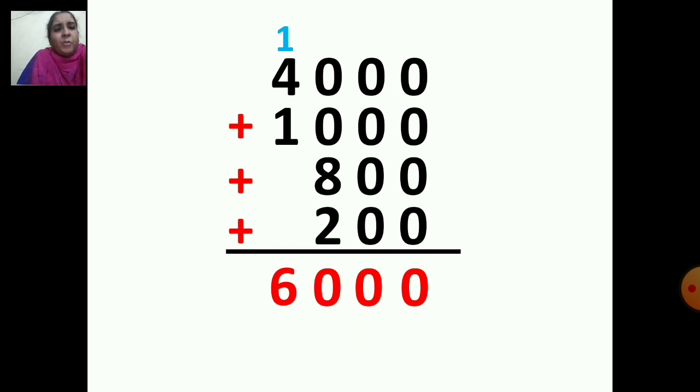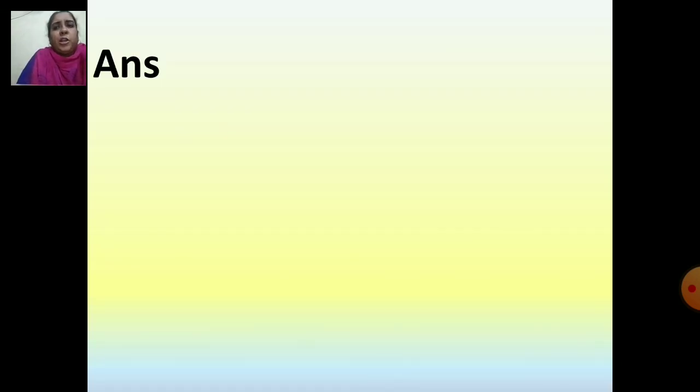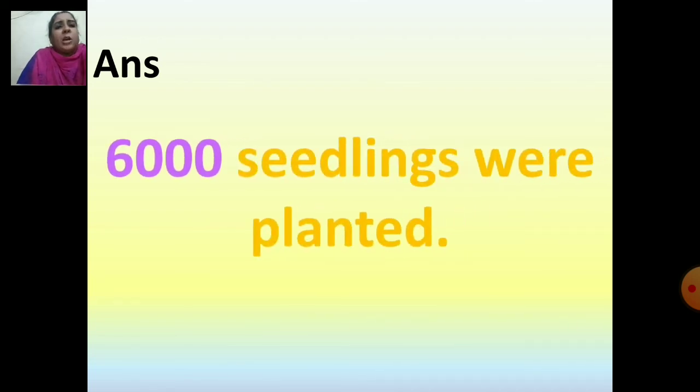6,000. Now we are going to write answer. So what is your answer? How you are going to write it? Yes, 6,000 seedlings were planted. What is your answer? 6,000 seedlings were planted.